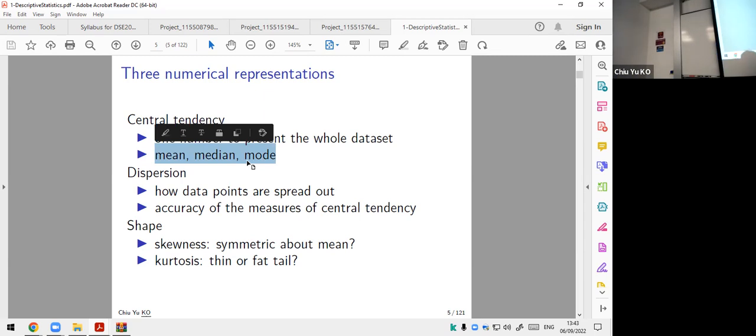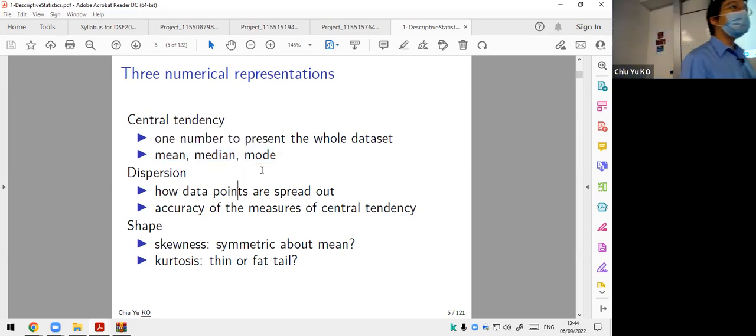And the second one is called dispersion. Dispersion is how spread out the data is. In some sense, it's talking about how good our central tendency measure is. If two observations have the same mean, same median, same mode, but one has higher dispersion than the other, more spread out than the other, right?